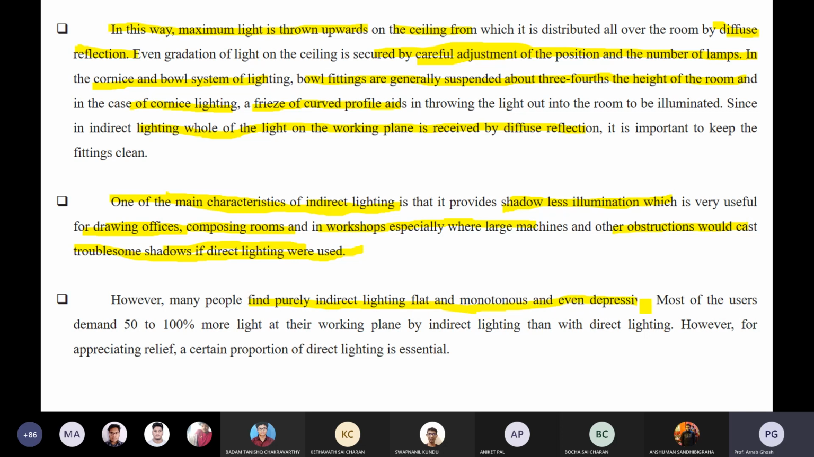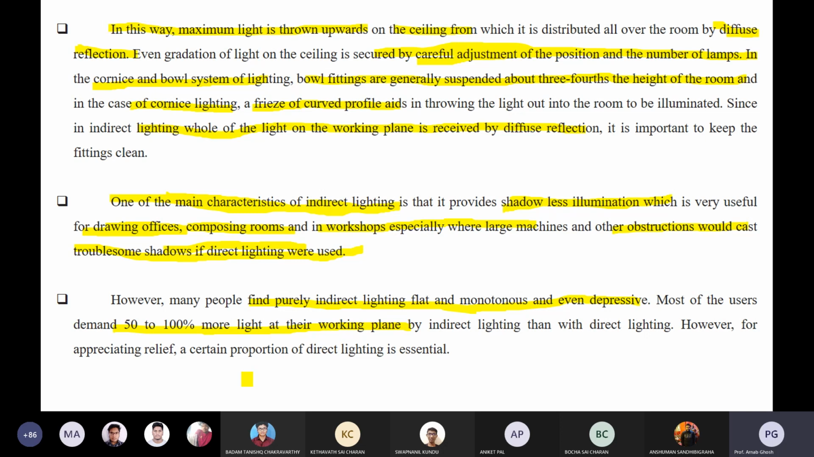Most of the users demand 50 to 100% more light at their working place by indirect lighting than by direct lighting. However, for appreciating relief, a certain portion of direct lighting is essential. That's why we go for direct-indirect lighting, both in the same composition, as per our demand. So now if you go to the bank, you can see not the indirect lighting. Instead, inside your false ceiling, you can see direct-indirect lighting.